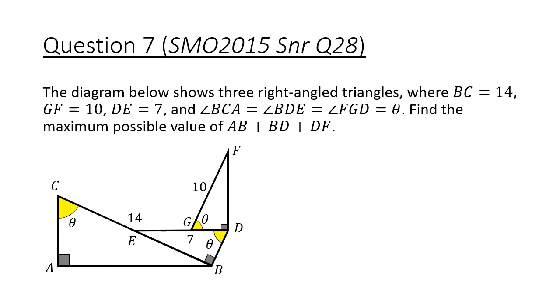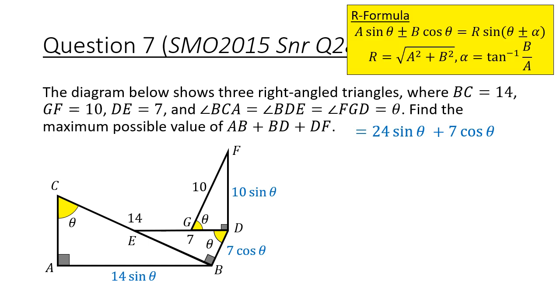Now, similar to the previous question, you can apply the basic trigo ratios to express AB, BD, and DF in terms of theta. So in this case, AB will be 14 sine theta, BD will be 7 cos theta, and DF is 10 sine theta. So the sum of the three sides will give us 24 sine theta plus 7 cos theta. Now we can apply the R formula to add up the 24 sine theta and the 7 cos theta.